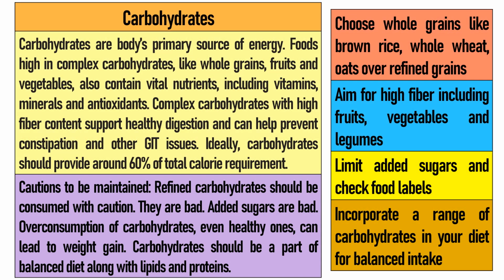Carbohydrates are the body's primary source of energy. Foods high in complex carbohydrates, like whole grains, fruits and vegetables, also contain vital nutrients, including vitamins, minerals and antioxidants. Complex carbohydrates with high fiber content support healthy digestion and can help prevent constipation and other gastrointestinal issues. Ideally, carbohydrates should provide around 60% of total calorie requirement.